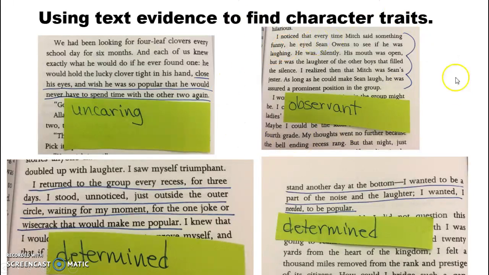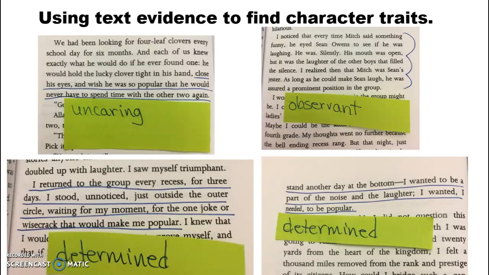The next piece of evidence that we're going to take a look at is here. I noticed that every time Mitch said something funny, he eyed Sean Owens to see if he was laughing. He was, silently. His mouth was open, but it was the laughter of the other boys that filled the silence. I realized then that Mitch was Sean's jester. As long as he could make Sean laugh, he was assured a prominent position in the group.